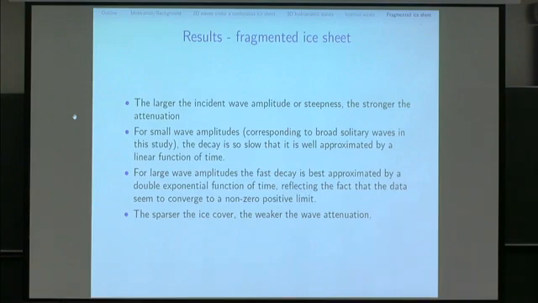So if you have a large wave, it has a stronger attenuation. For small waves, it's better to use the linear approximation. The attenuation is more linear. And for large waves, sometimes you need a double exponential function of time. And if the ice cover is partial, the wave attenuation is weaker.